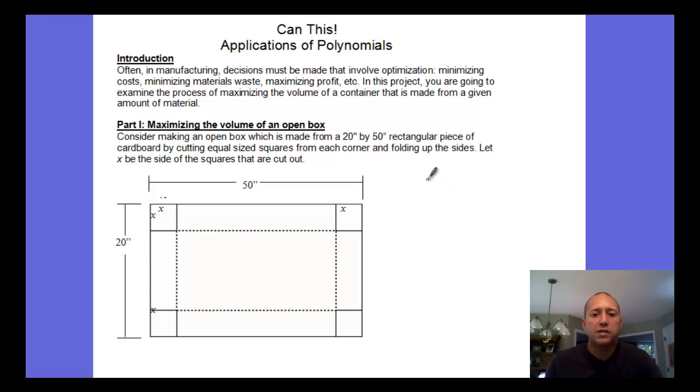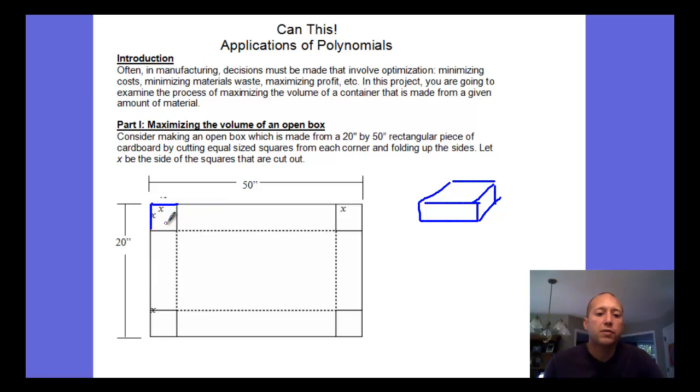The first thing I realized in part one is that we're taking a rectangular sheet of material, whether it be cardboard or a piece of paper, whatever it may be, and we're going to fold it into a prism. By making a rectangular prism, a three-dimensional view, you have to see that from the 2D view on the project. And so we cut out this X portion from each corner.